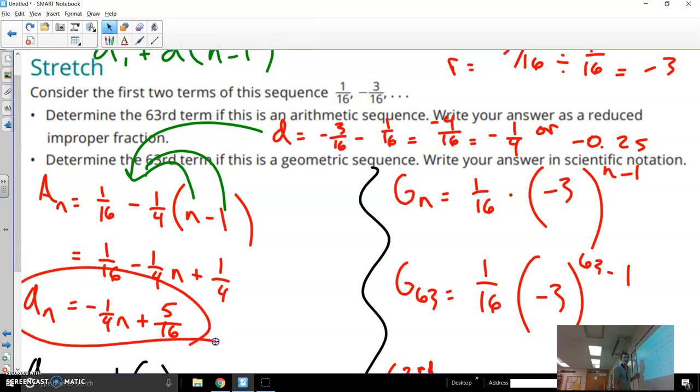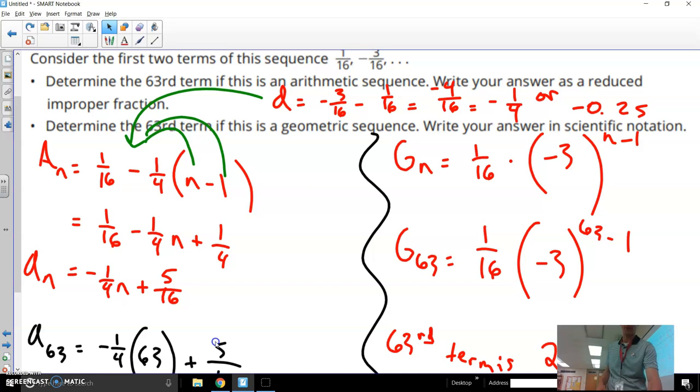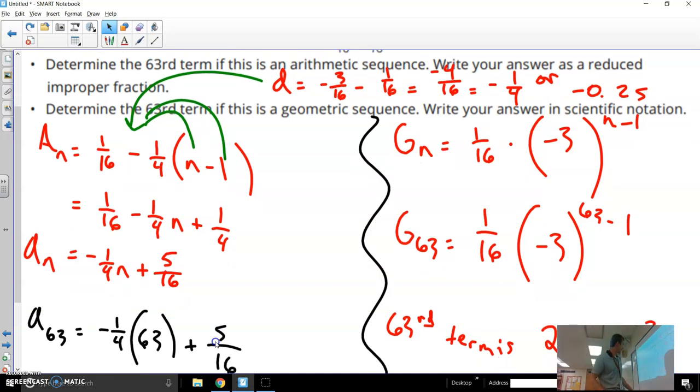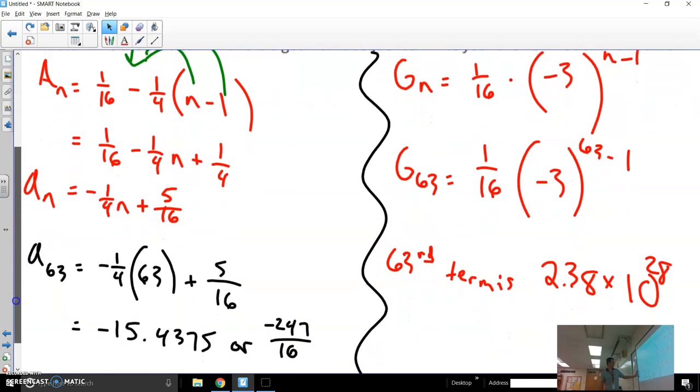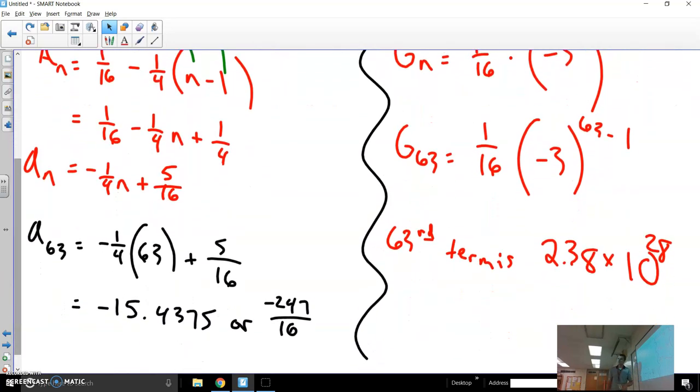So once I have that explicit formula, I can then answer the question, what is the 63rd term? So let me scroll down a little bit. I'm plugging in 63 for the n value over here, and all of that math comes out to be negative 15.4375. I also pressed math enter, had my calculator convert that decimal into a simplified fraction. It is improper, but that could be an alternative way of answering it on an assessment.